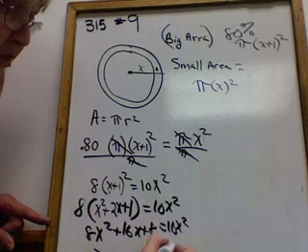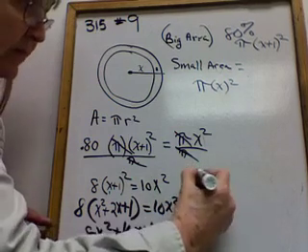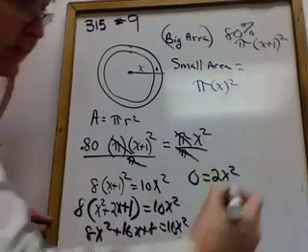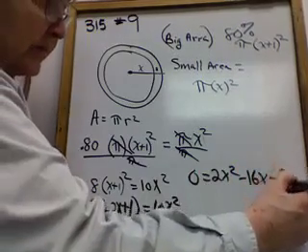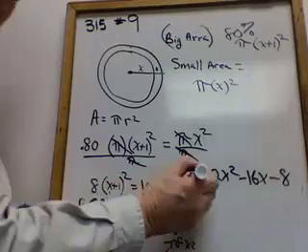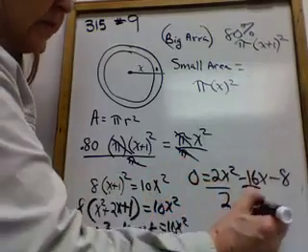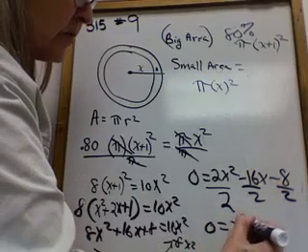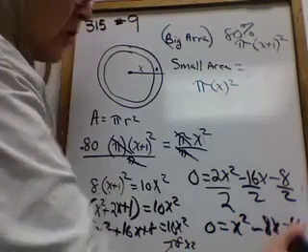Let's move all of these over to the side. So subtract 8x squared. So we're going to have 0 equals 2x squared. Subtract the 16x. Subtract the 8. Now, let's finish solving this. Oh, notice everything divides by 2. So 0 equals x squared minus 8x minus 4.